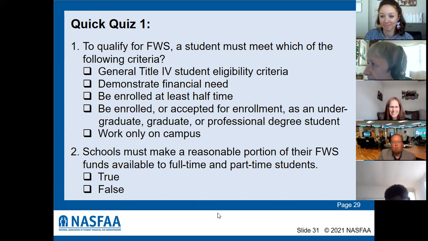Thank you, Melissa. How about work only on campus? Do they have to work only on campus? Correct. They do not have to work only on campus. Great, thanks. So schools must make a reasonable portion of their federal work study funds available to full-time and part-time students.